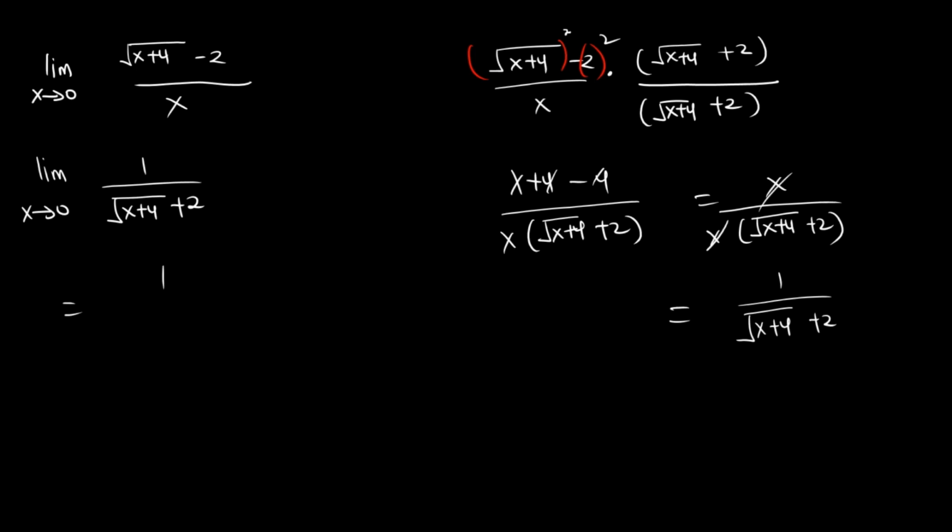So at this point, we can try the direct substitution. So I'm going to have 1 over the square root of 0 plus 4 plus 2. Right, so I'm going to have 1 over the square root of 4, which is 2. So that will be 2 plus 2. And then I'm going to have 1 over 4. So that will be the limit for this function also.